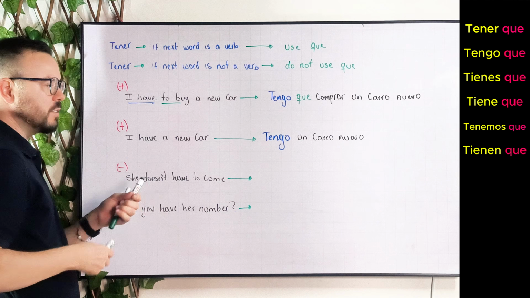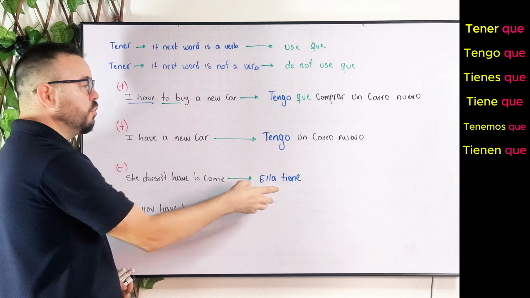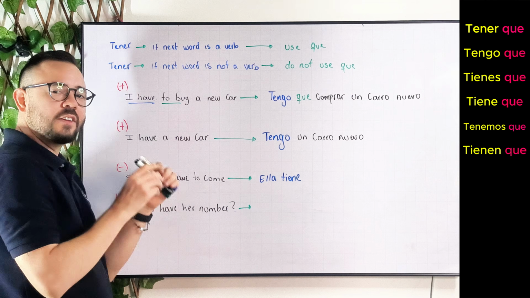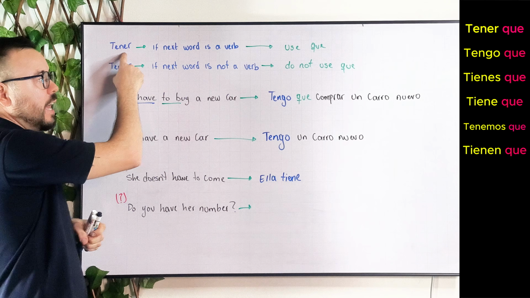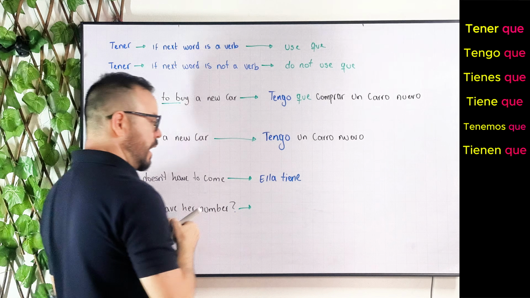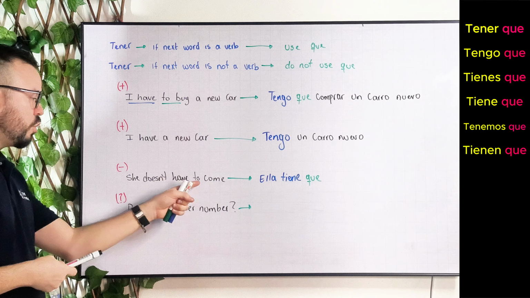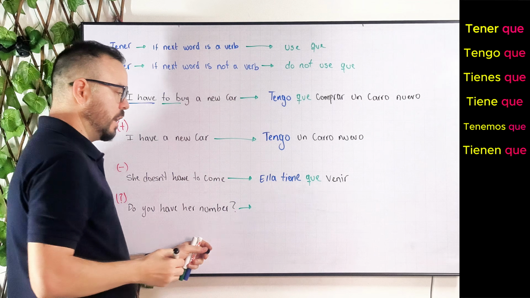So let's go. She has, as we know already, is just ella tiene, right? Now, do we need to use que or not? Let's check it out. So we're saying she has to come, right? To come, it's a verb. So I'm saying tener, and the next one is a verb, that means we need que. That's it. So we're just going to say ella tiene que. And then to come is just a verb in the natural form, right? So we're just going to say venir, and that's it.